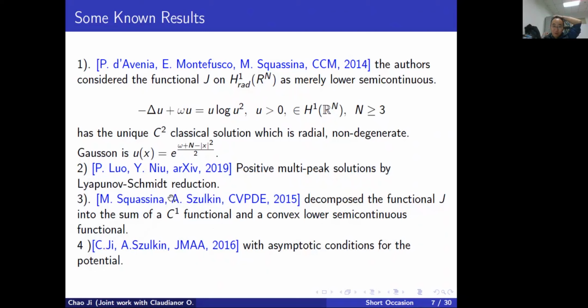Motivated by this paper, Stuking and I consider a logarithmic Schrodinger equation with asymptotic conditions for the potential. More precisely, when the potential is coercive, we obtained infinitely many solutions. In the case of a bounded potential, we obtained a ground state solution.